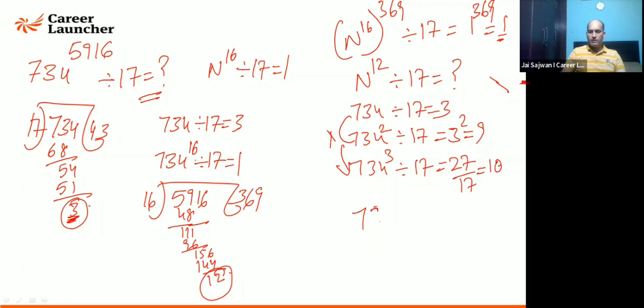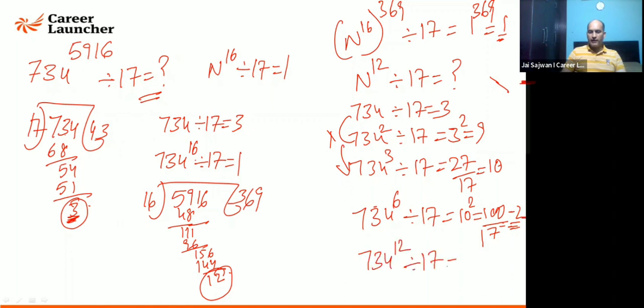So 734 to the power of 6 divided by 17 is 10 square, which is 100. 17 fives are 85, or 17 sixes are 102. Remainder is minus 2. 734 to the power of 12 when divided by 17, can I say remainder is minus 2 square? What is that? That is plus 2.